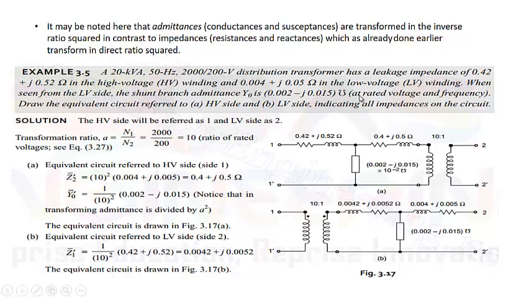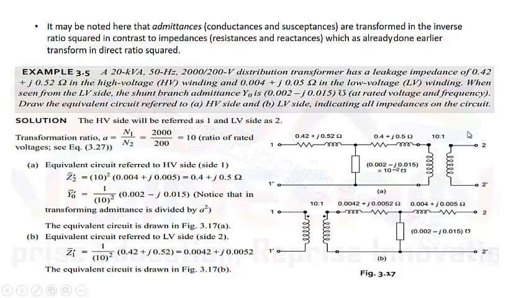This is the value of the shunt branch when it is seen on the low voltage side. We have to calculate it on the high voltage side. First, we calculate Z2 dash. We multiply it by the transformer ratio squared, that is 10 squared, that is 100, which gives 0.4 plus j0.5, as shown here. For the admittances we have to divide by the same squared ratio, so it will be 0.002 minus j0.0 into 10 to the power minus 2. So this is the equivalent circuit of the transformer referred to the primary side.